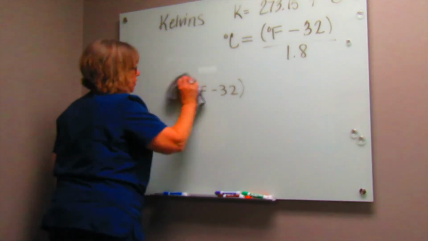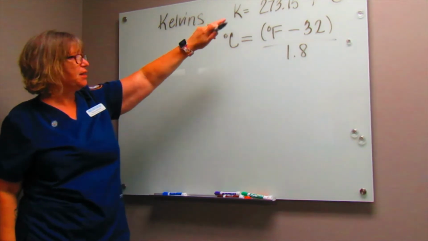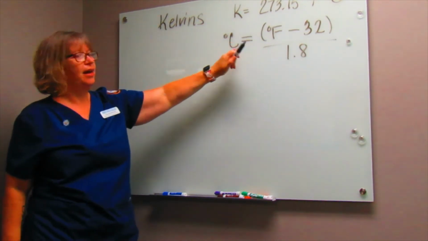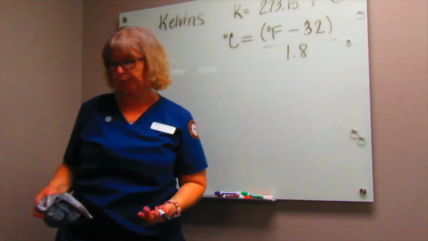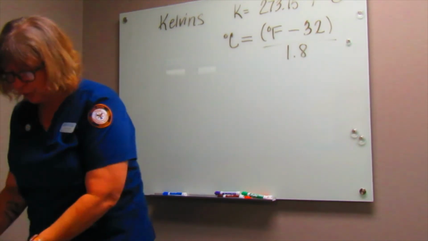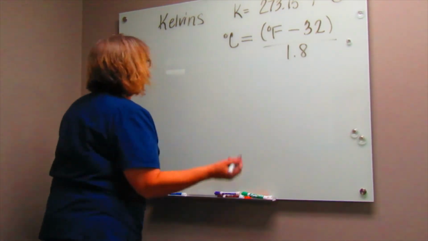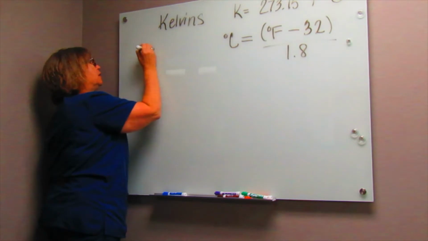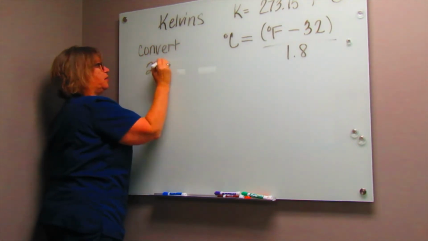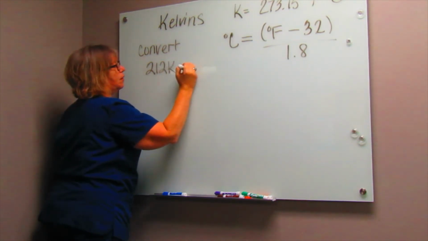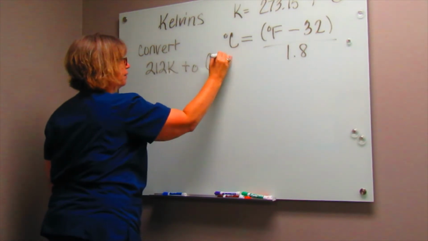So these are the 2 standard equations that we use for converting from Celsius to kelvins and Fahrenheit to Celsius. With these 2 equations, we can pretty much convert any temperature, okay? So let's just work a couple of examples. We want to convert, and we'll do a few of these, 212 kelvins to Celsius, right?